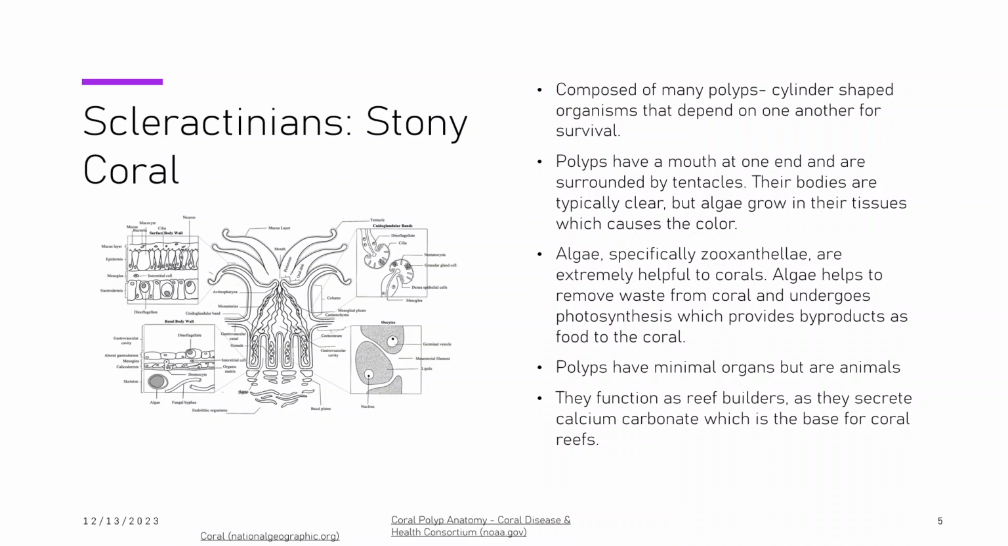Algae, specifically zooxanthellae, are extremely helpful to corals. Algae helps to remove waste from corals and undergoes photosynthesis, which provides byproducts as food to the coral. Polyps have minimal organs, but are animals. They function as reef builders, as they secrete calcium carbonate, which is the base for coral reefs. And this is the anatomy of a coral.